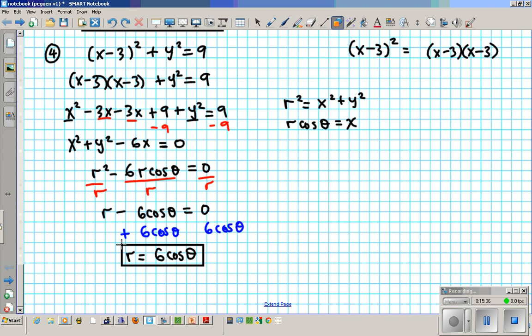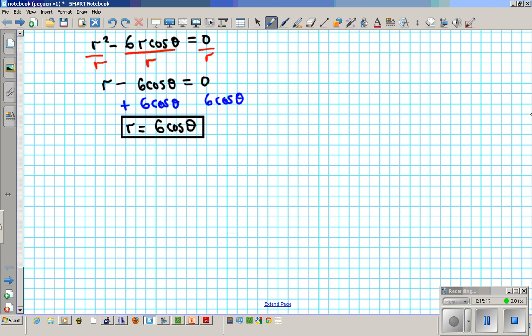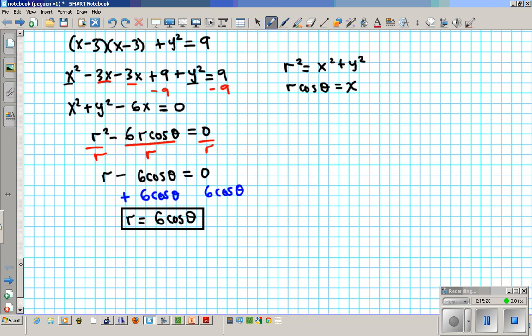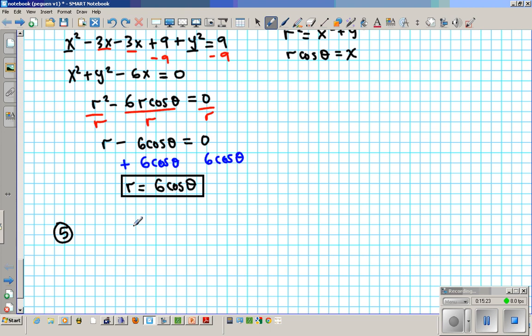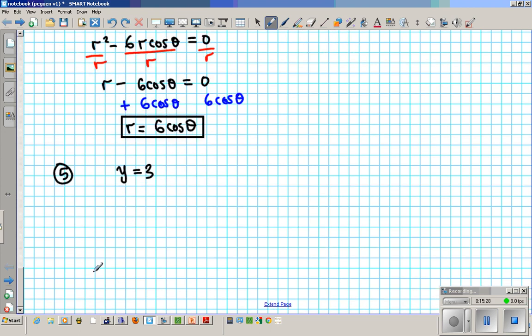Alright, let's try another example, and then we'll move on to writing equations in rectangular form. Number 5, what if we have the situation y equals 3? How do we do this? Well, to do this one, we know the formula that y equals what? r sine theta, right? So I'm going to replace this y with r sine theta. So this becomes r sine theta equals 3.